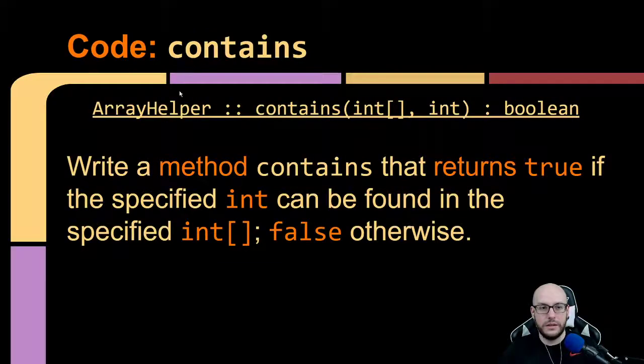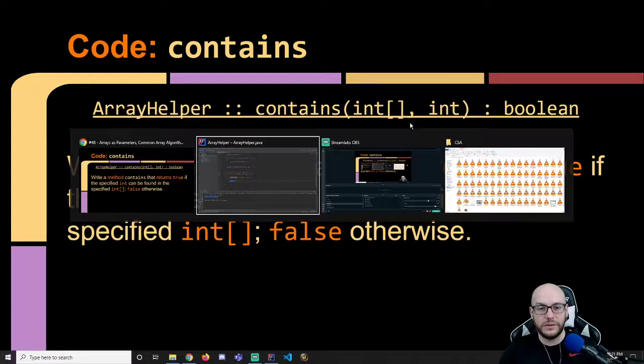Contains. This is an ArrayHelper method. It takes in an integer array as well as an integer. This one's giving us back a boolean. Contains should return true if the specified int can be found in our integer array, false otherwise. Okay, so I'm going to loop through this integer array looking for this integer. If I find it, we return true. If I manage to not find it, we return false.